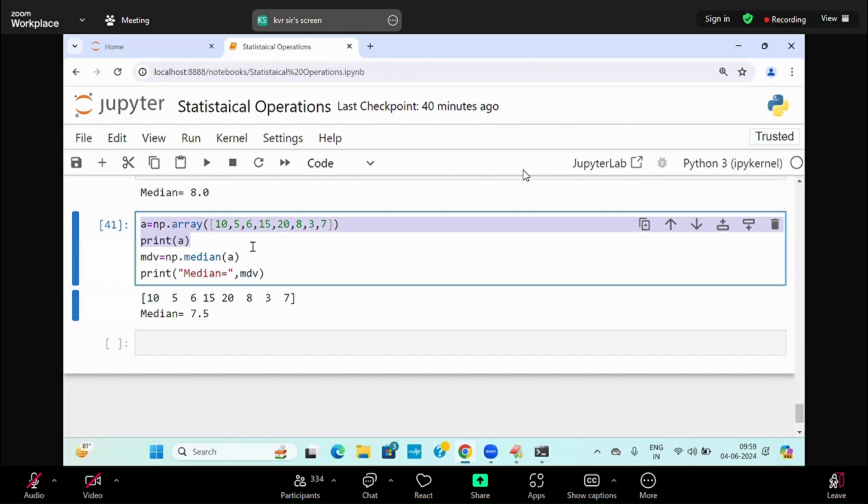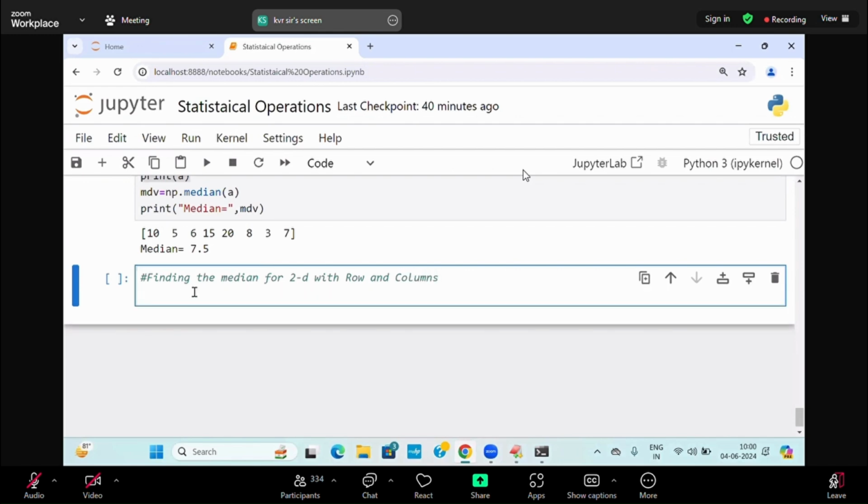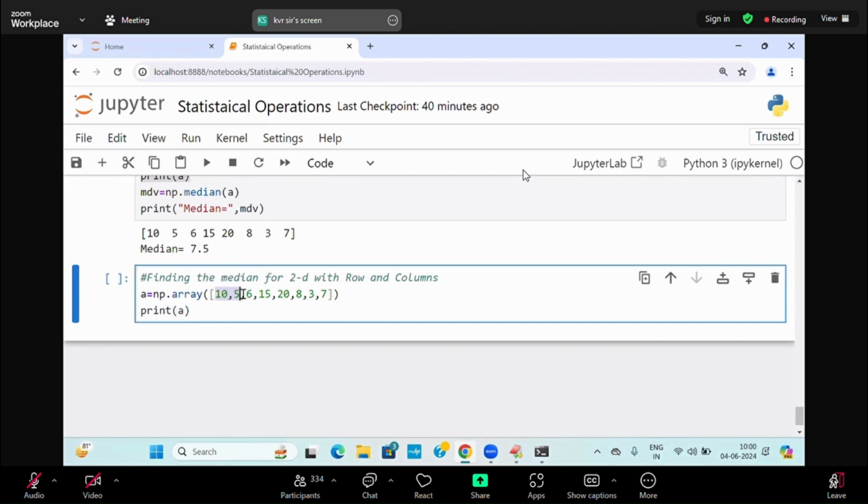Let us move further. Finding the median for 2D, with rows and columns. So take this data. How many elements are here? 8 elements are there. So what will I do now? Reshape of 2 comma 4. That is 2 rows and 4 columns.